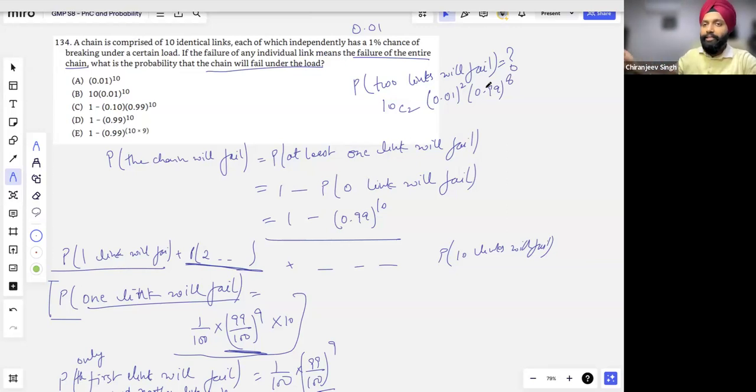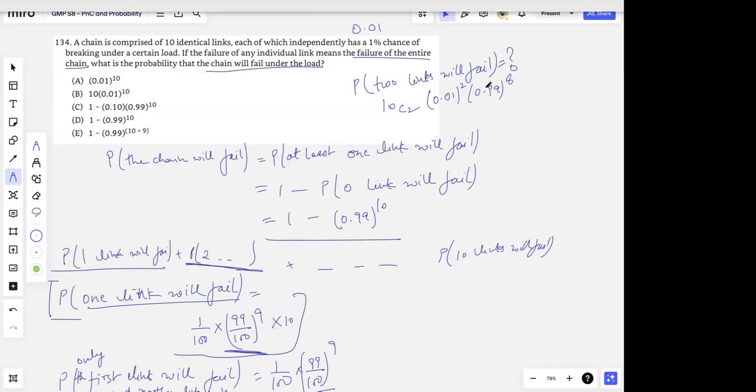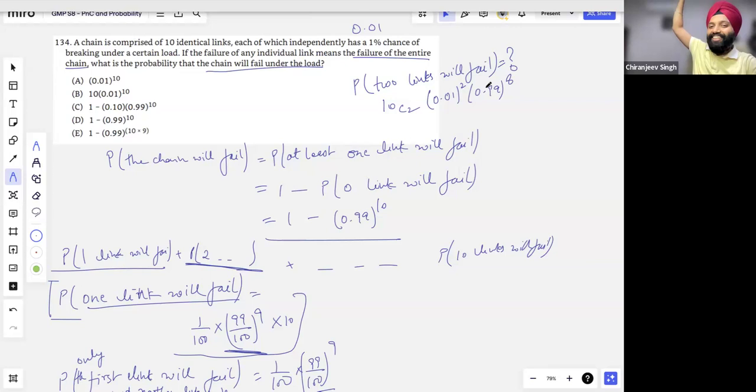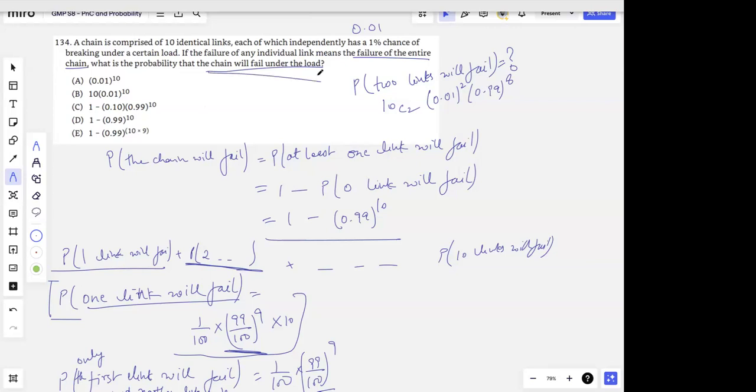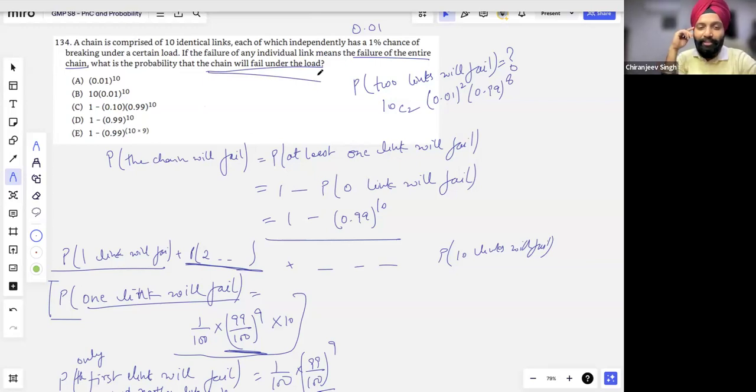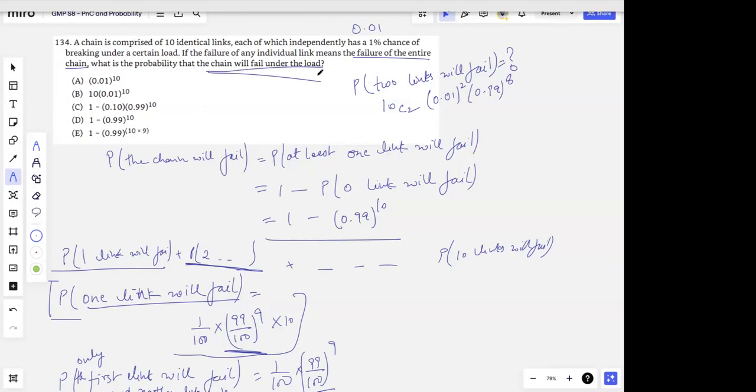Similarly, for 3 links, 10C3 into whatever. So this is the way. This is the other way to calculate this answer completely, which you might just take 2 hours to solve this. Right? Yes, yes. Thank you for clarifying.